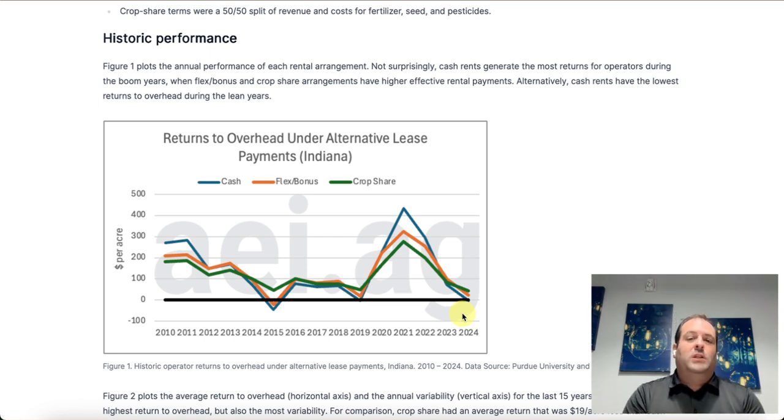Of course, this is one of the charts for this article. There are a couple more to dig into those annual returns to the alternative lease agreements. We also looked at that volatility in more detail.